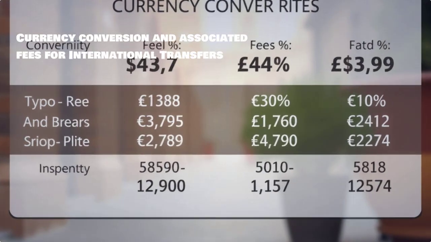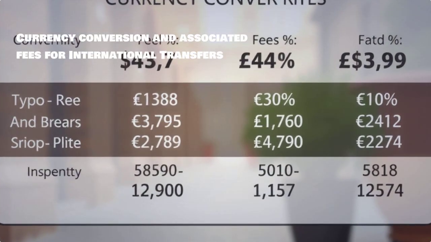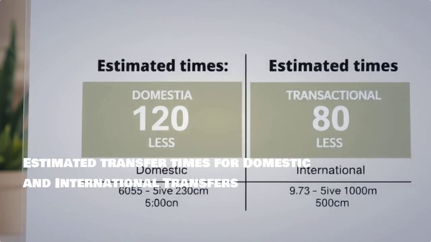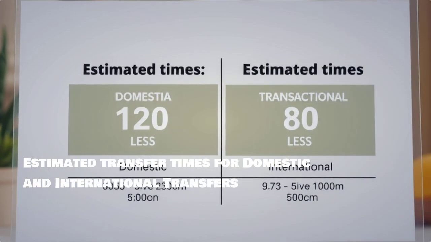While transferring money internationally, be mindful of currency conversion fees. Stake Bank will display these fees during the process. Transfer times can vary. Domestic transfers usually complete within minutes, while international transfers may take 1 to 3 business days.